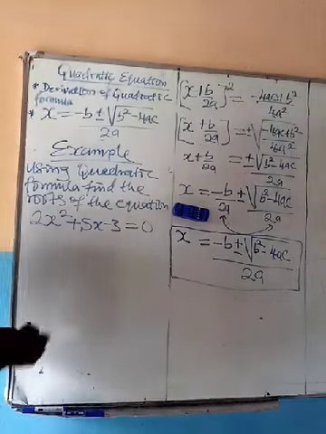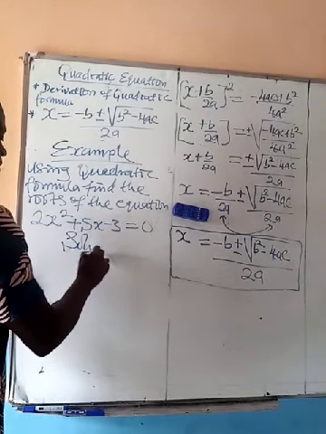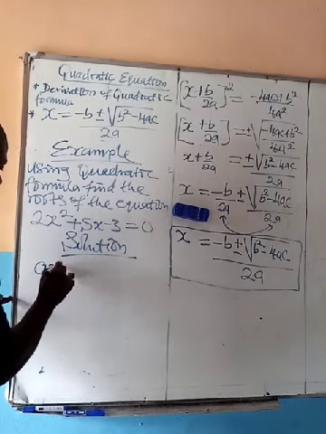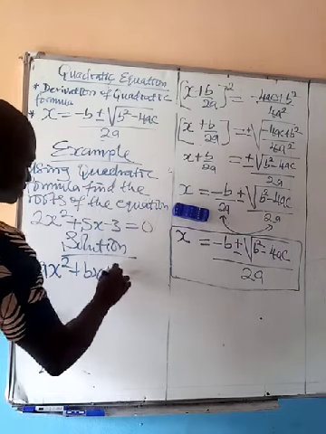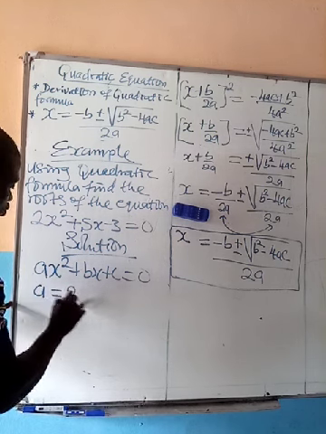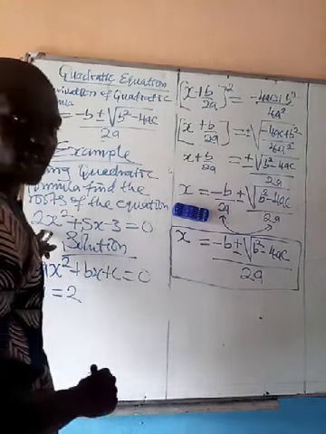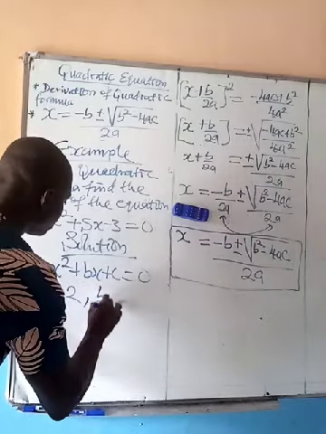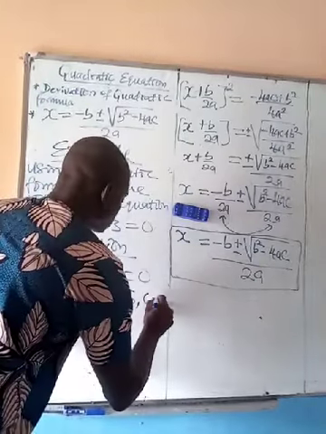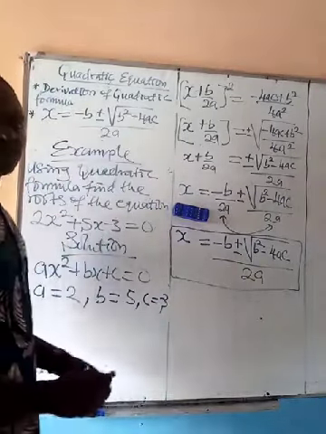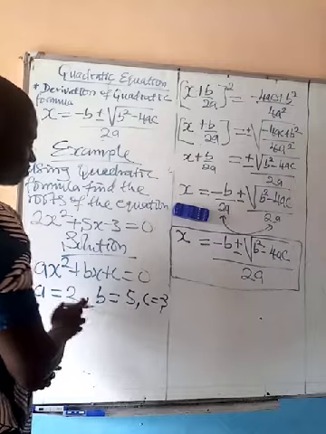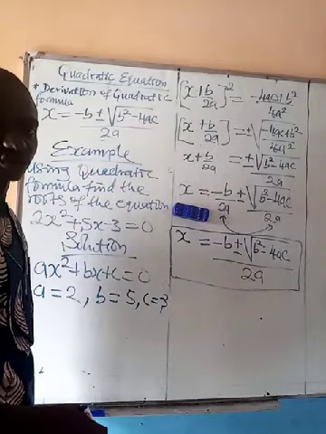Now from this equation you write the solution. First thing you do, bring the model into it: ax squared plus bx plus c is equals to 0. You observe that a here is equals to 2 from this. Our b is equals to 5 from here, while c is equals to minus 3, the constant. Okay, let's substitute these values of a, b, c into our equation.